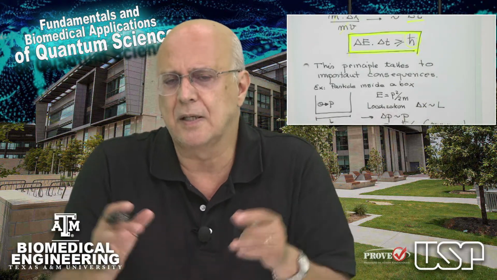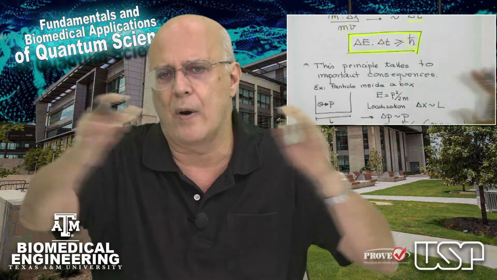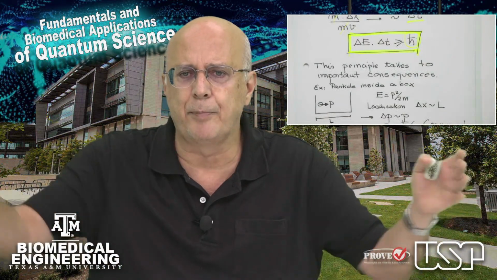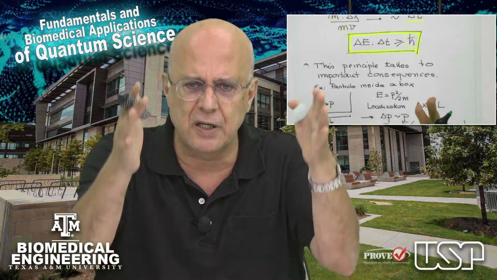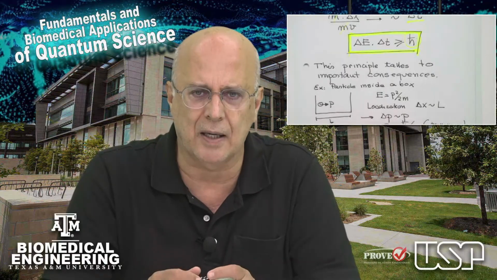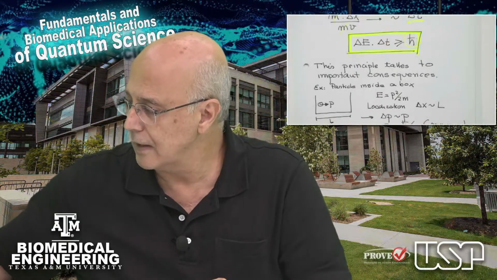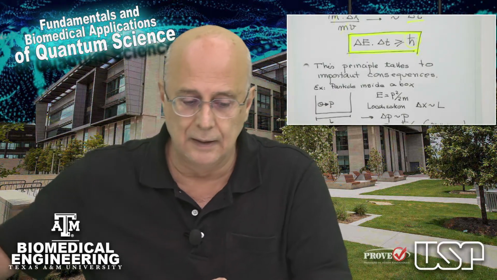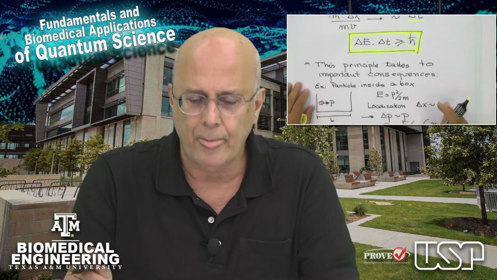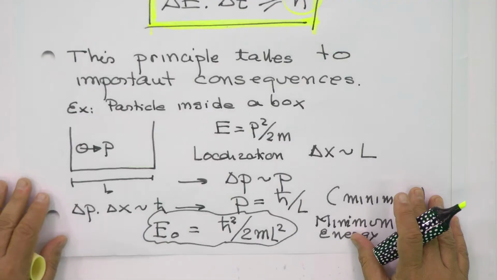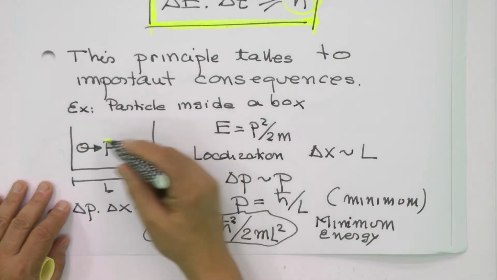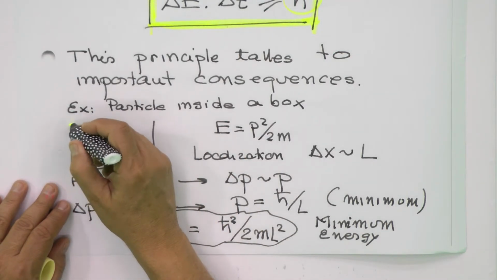Because this is important not when I don't care where the particle is. This is important when the particle for sure is in some region. Then I have a problem. Okay, so let's consider a very, very simple example. You have a particle that you know is confined in a box.